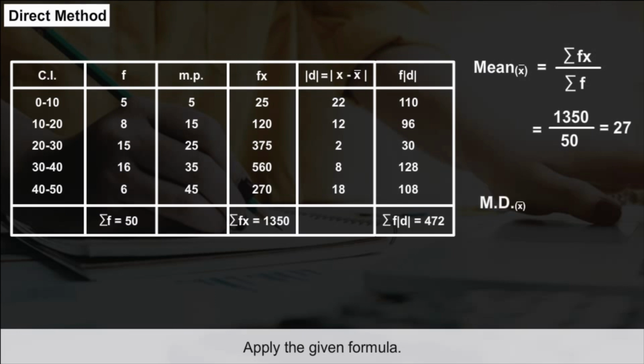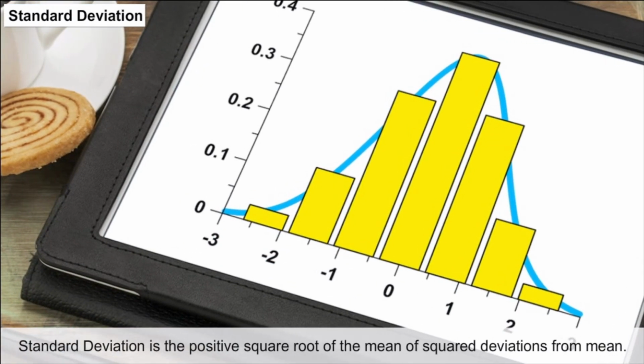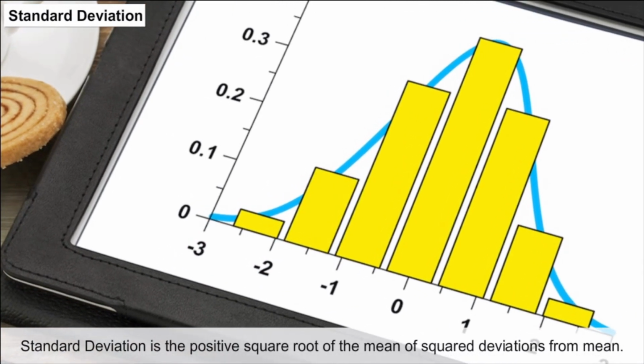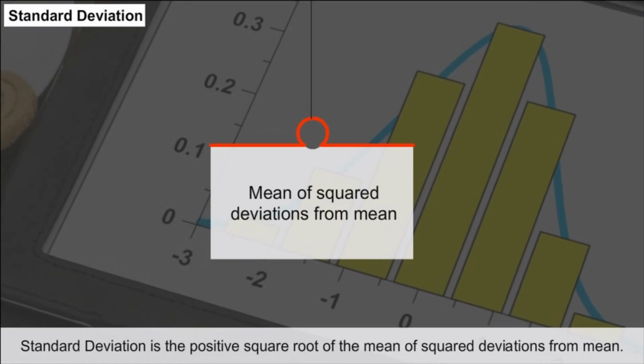Mean deviation x bar is equal to summation f mod D upon summation f. Standard deviation. Standard deviation is the positive square root of the mean of squared deviations from mean.